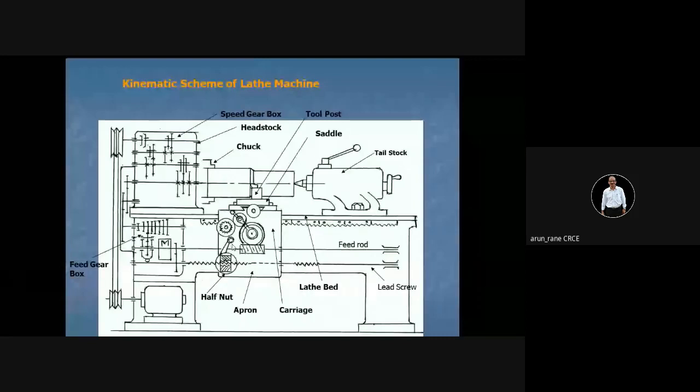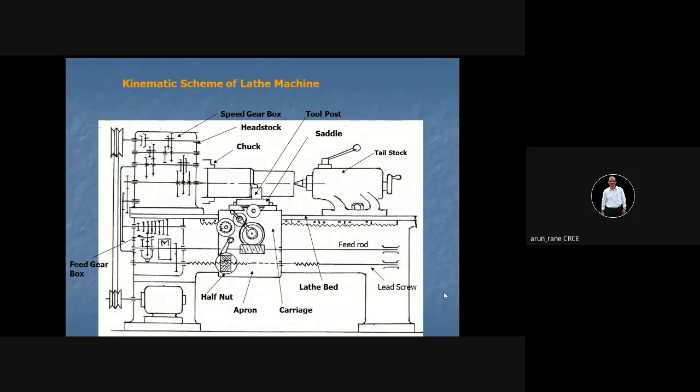If you engage this half nut, you know the nut and bolt. This is what a nut is. The nut is mounted on the lead screw. The lead screw is always threaded. So if you engage this, then the threading will happen. And similarly for the feed rod, there is a lever to engage the feed and to disengage the feed. Fine. So this is how the drive is transmitted.